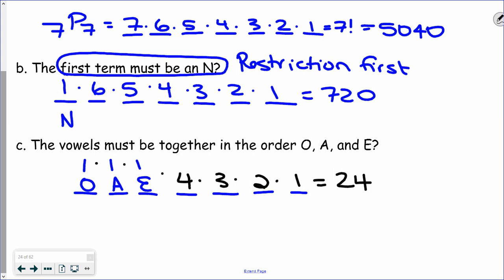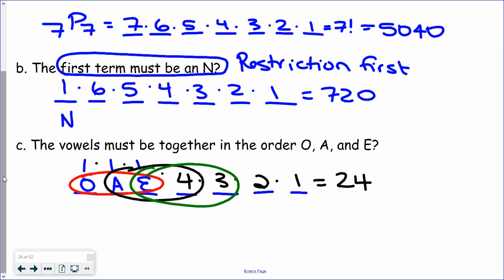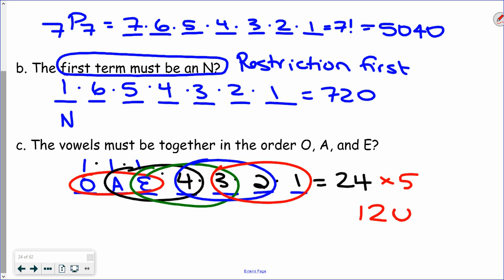But like I alluded to earlier, the O, the A, and the E didn't have to be the first 3, right? I put them in the first 3 spots here, but they didn't have to be. They could have gone here, that's my second option. They could have gone here, that's my third option. They could have gone here, that's my 4th option. And they could have gone here, which is my 5th option. So I have to take that answer and multiply it by 5, because there are 5 different places that the O, the A, and the E could go, giving me a grand total of 120 different ways.